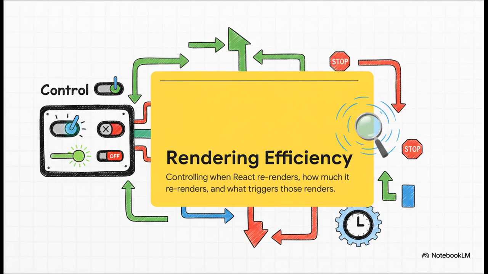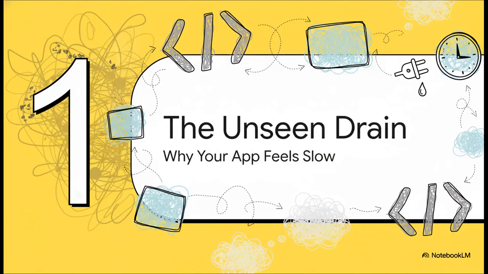So, when you boil it all down, rendering efficiency is all about one thing: control. The goal isn't to stop rendering completely. Of course not. React has to render to show anything. The real goal is to stop all the unnecessary work. We want to be really deliberate about when a component re-renders, and more importantly, what else it takes along for the ride. And that brings us to our first big idea, this unseen performance drain.